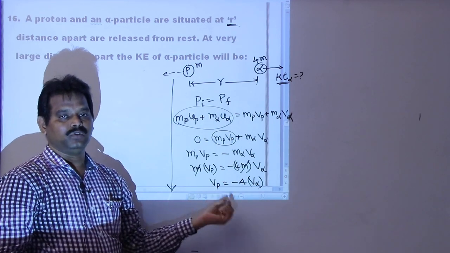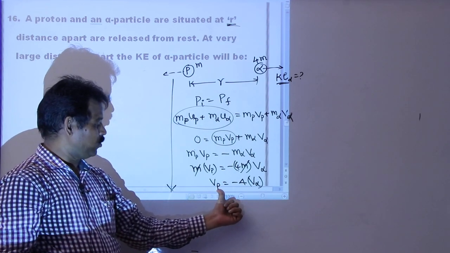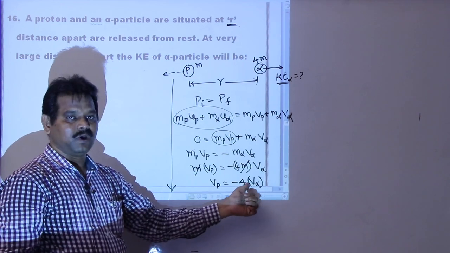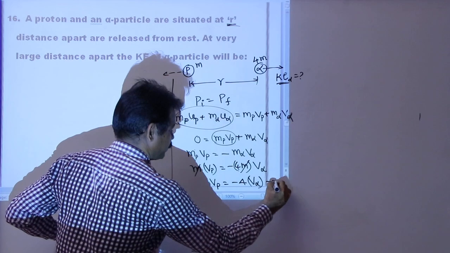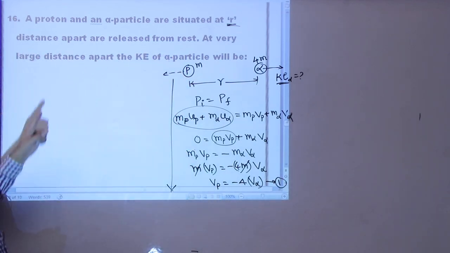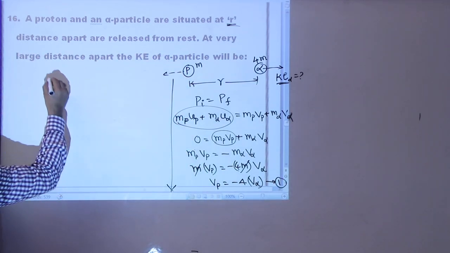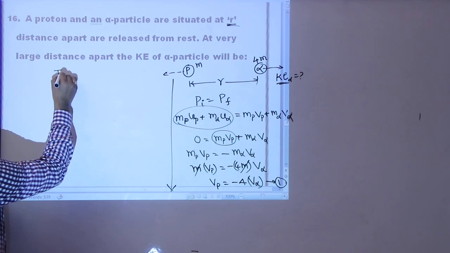Here minus indicates that these two velocities are opposite to each other. Let us say velocity of proton is in one direction, velocity of alpha will be in opposite direction, that you can see in the diagram. So this is equation 1. Now we will use this concept.